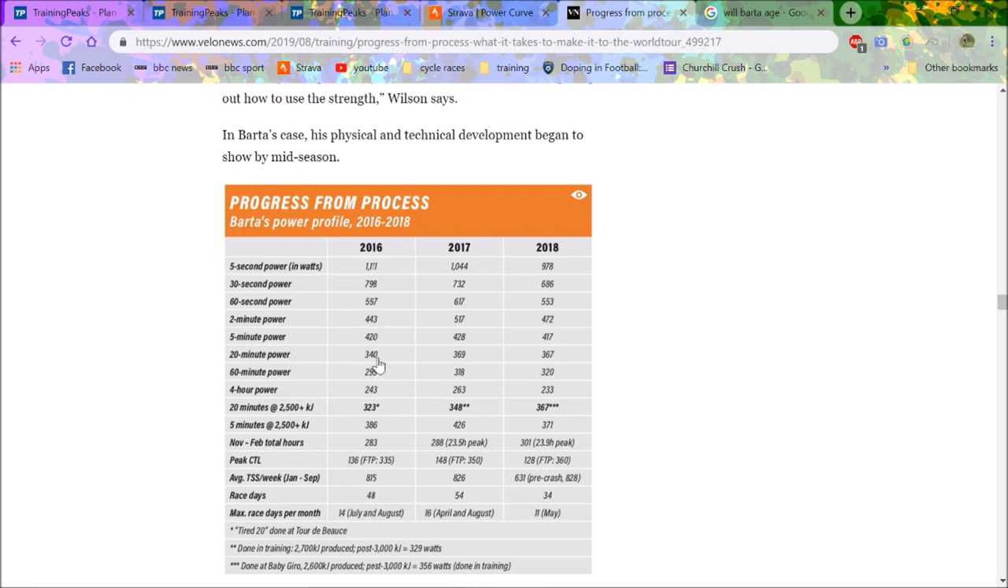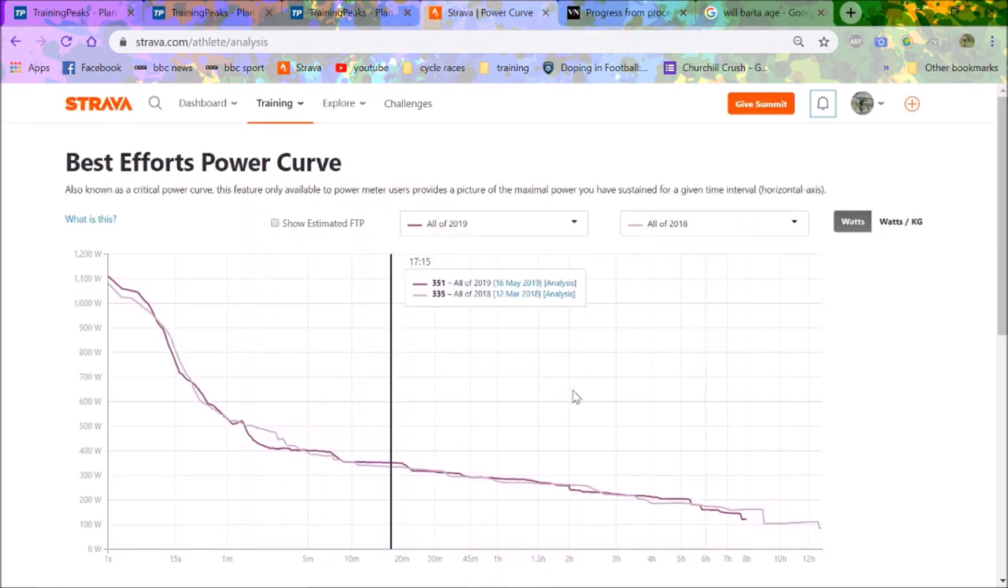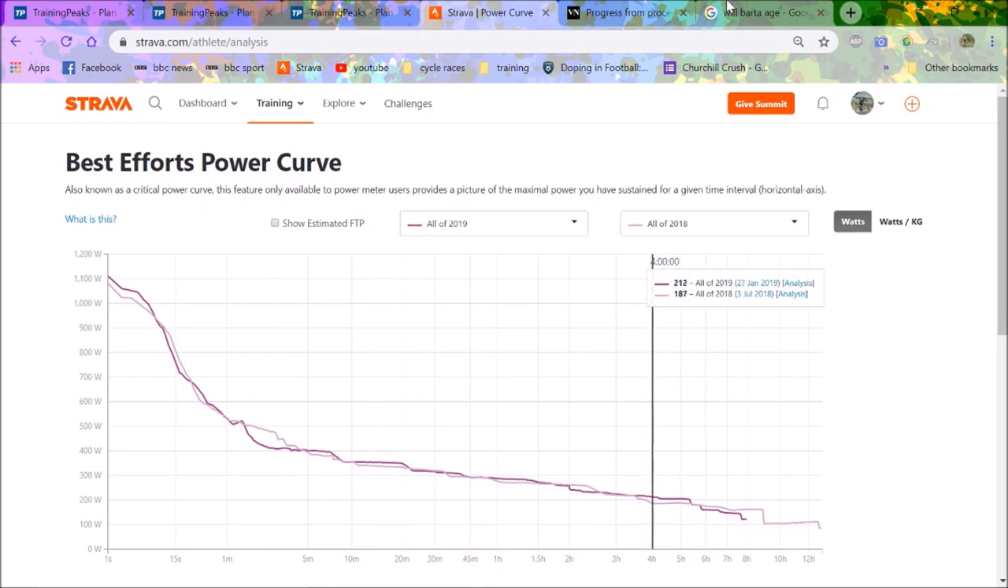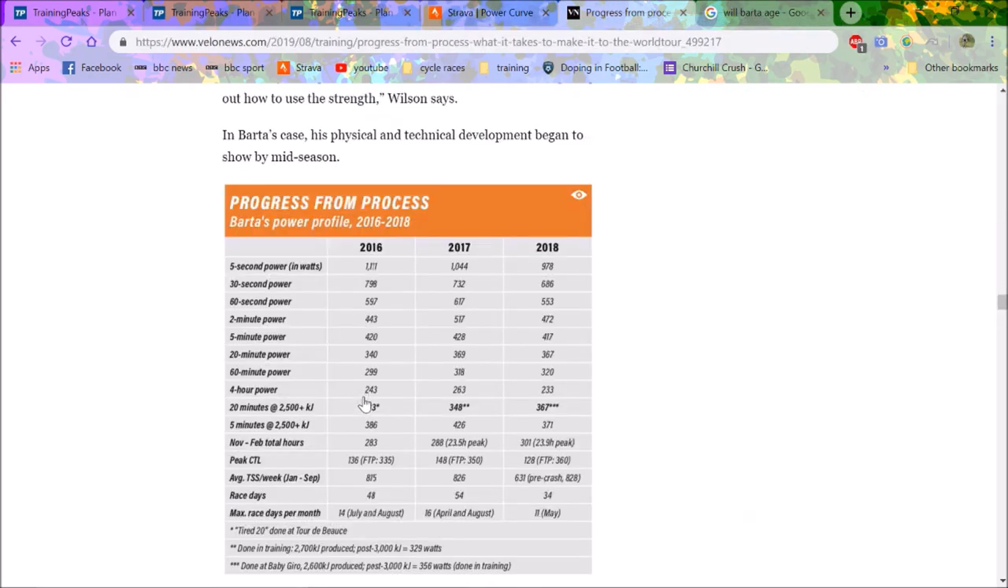So this year, I did beat his 20 minute power. His hour power, I've never done an hour full gas, so I just don't know. A 4 hour power, again, I bet that was horrendous. We could look here. 4 hour power is probably like 2:12, but I've never gone for it or been in a 4 hour race. I've only done a 3 hour race.